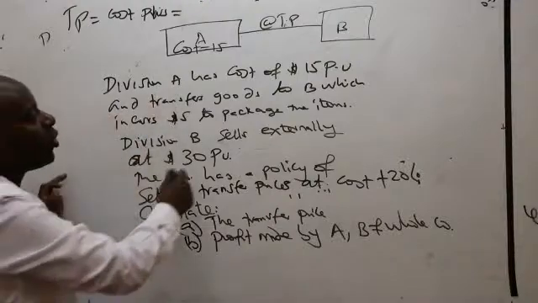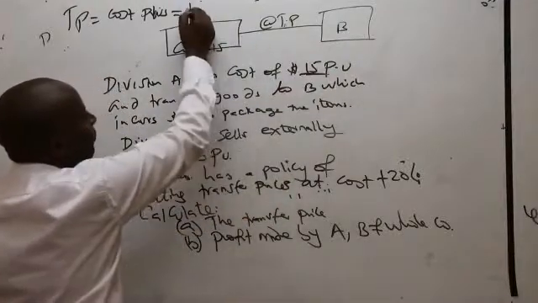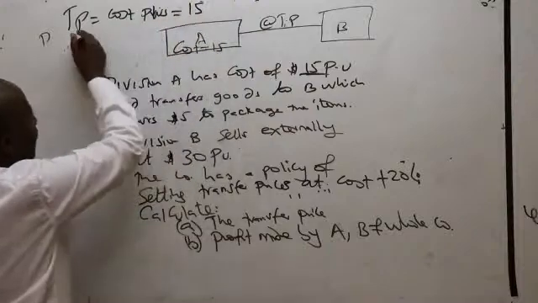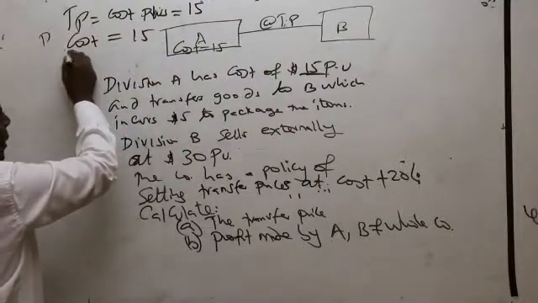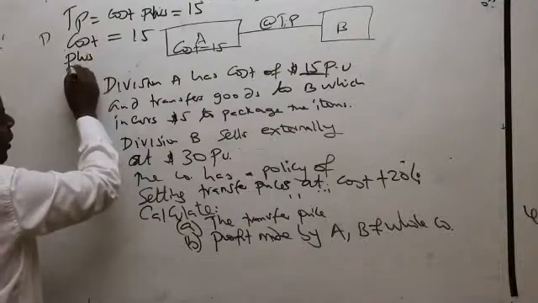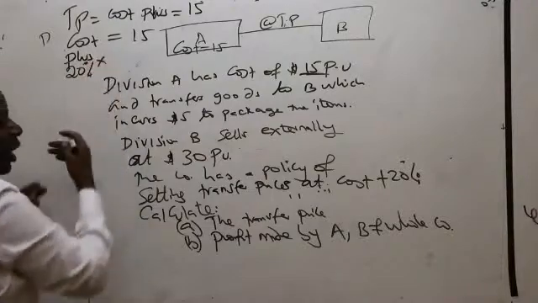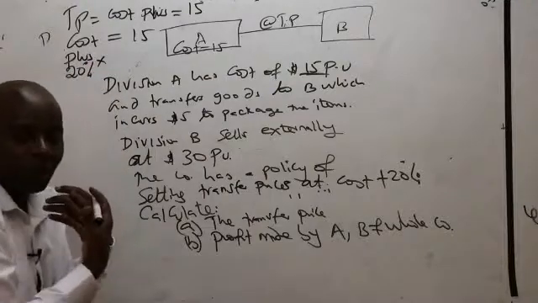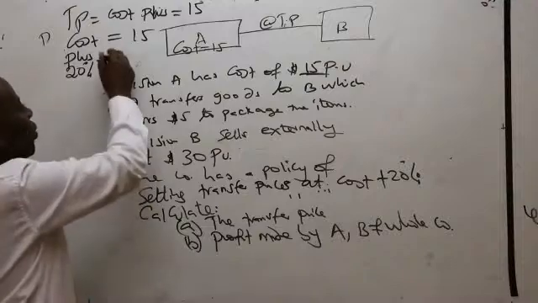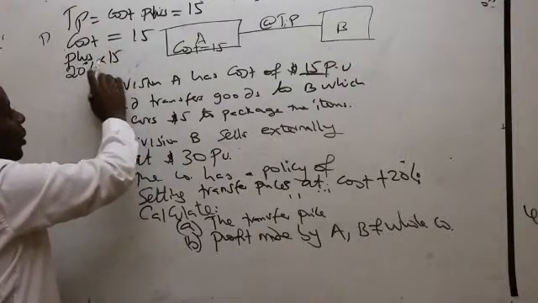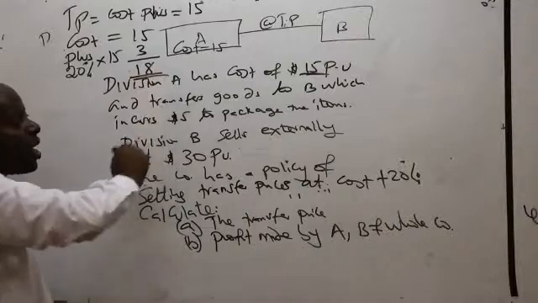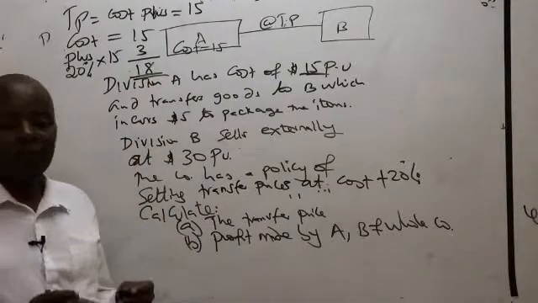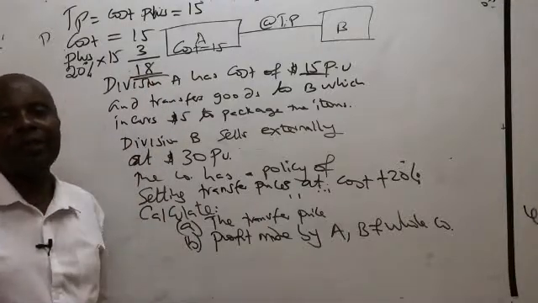So you take the cost here, which is 15. Plus, we have here 20% of our cost, which is 15. So 20% of 15 gives us 3. And therefore the transfer price is 18.